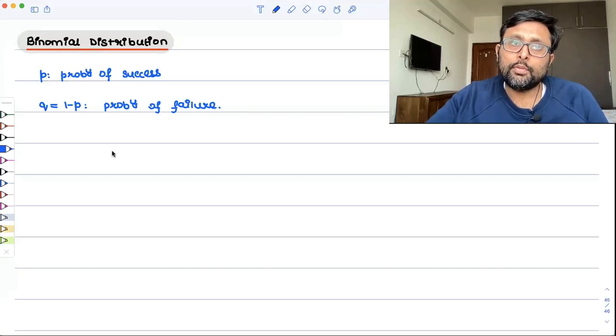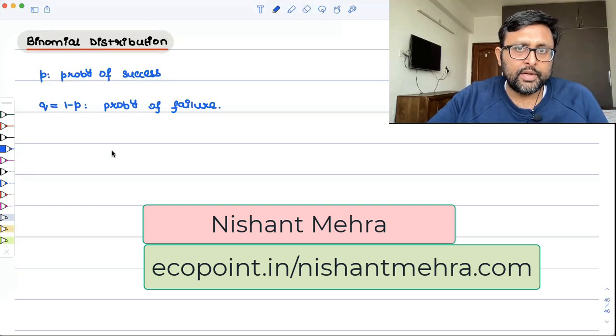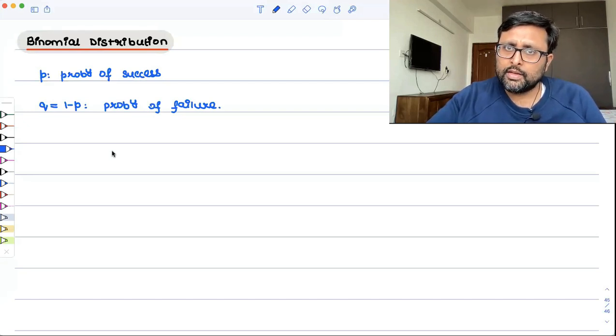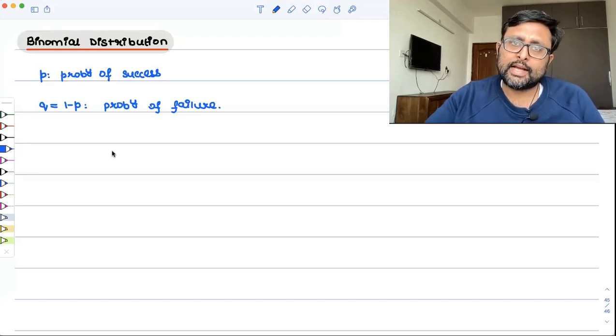So let us talk about binomial distribution today. See, there are many experiments whose outcome is going to involve either of the two events. For example, you toss a coin, you get either head or tail. A child is born, can be male or she can be female. So the two events, right? So you can put the probability of success as P and the probability of failure as Q.